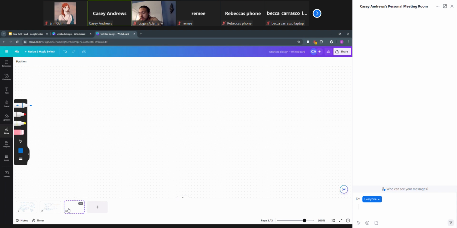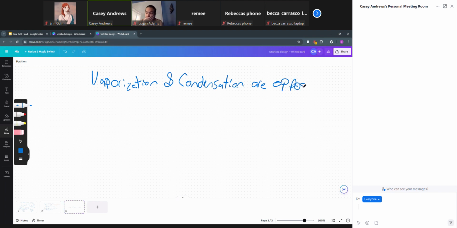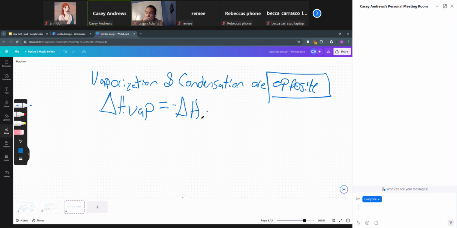So going back to what we talked about earlier, vaporization and condensation are opposite. And for opposite processes in chemistry, and this is true of any opposite process, the value of delta H vaporization is equal to negative delta H condensation.